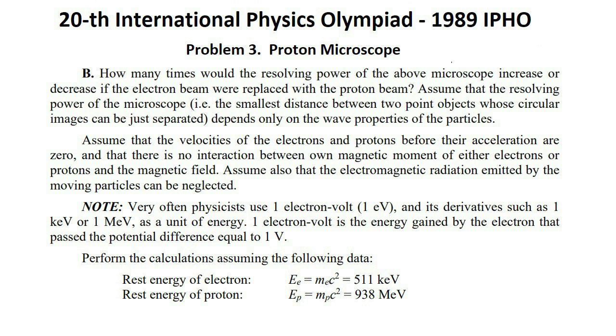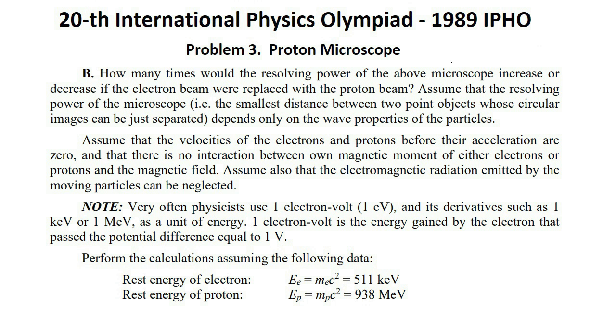Assume that the velocities of the electrons and protons before their acceleration are zero, and that there is no interaction between own magnetic moment of either electrons or protons and the magnetic field. Assume also that the electromagnetic radiation emitted by the moving particles can be neglected.